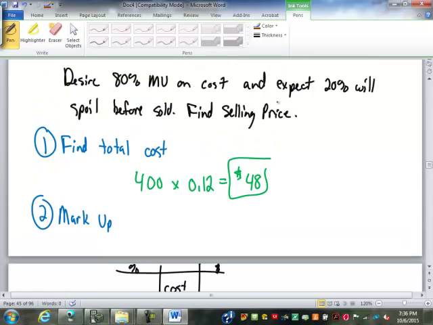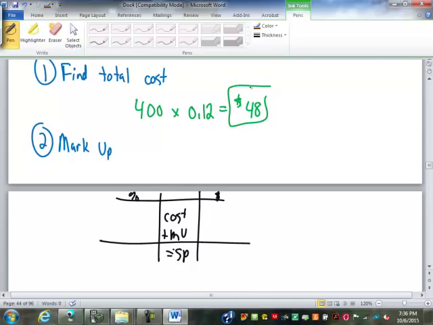Now we said that this was going to be an 80% markup on cost. So that means the 100% is the cost. The markup is 80%. We just figured out from step one that the cost is $48. Now we can fill in the selling price as 180%.